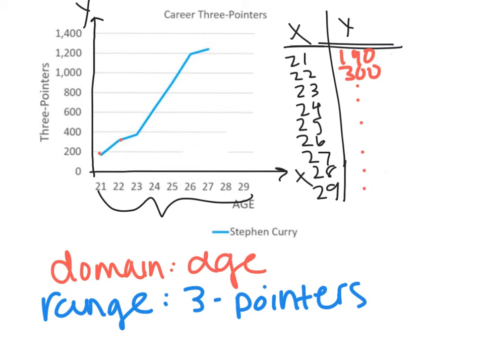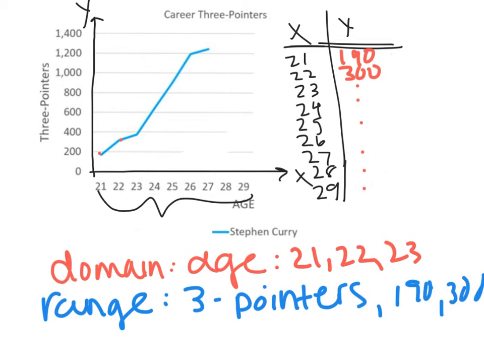And of course, we could write out the actual numbers, like domain is 21, 22, 23, so on and so forth. And the 3-pointers are 190, 300, so on and so forth. But I think we're getting the picture, right?